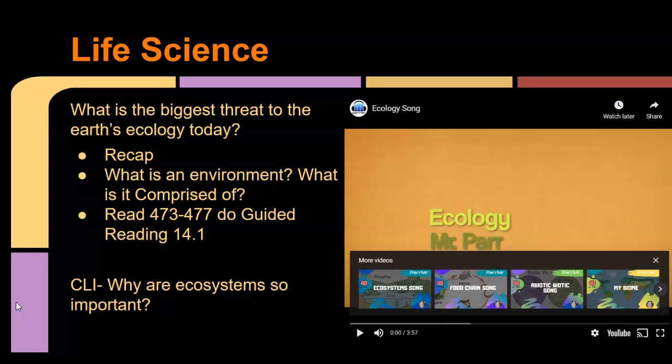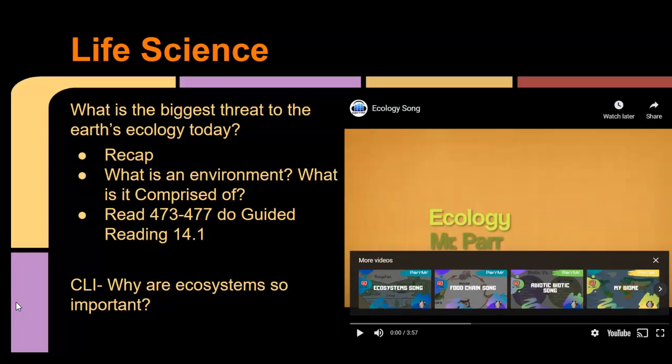We are getting into chapter 14. This is all about ecology and parts of the environment, and eventually we'll get into biomes. And just to get you thinking today, your warm-up question was, what is the biggest threat to Earth's ecology today? So you might have said overfishing, pollution, deforestation, wetland destruction.